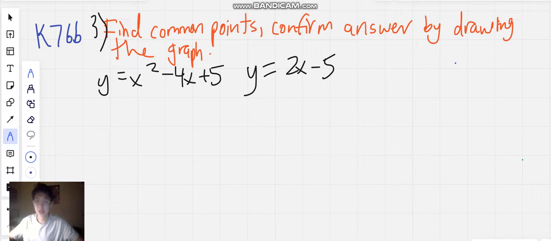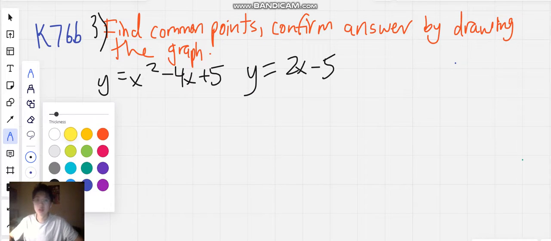So the exercise wants us to find the common points between these two graphs, so intersection points, and we need to confirm the answer by drawing the graph. Our first graph seems like a quadratic or a parabola because our highest degree term has a power of 2. And this graph is a line because it follows the form of y equals mx plus b, which is a linear line.